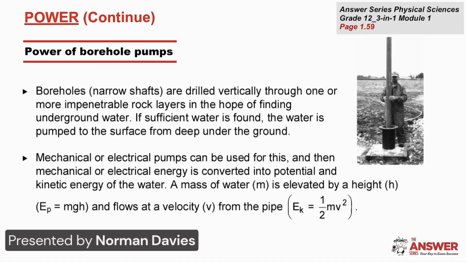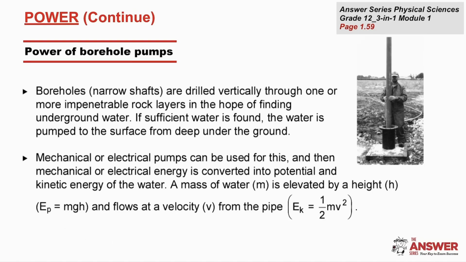Many parts of South Africa have access to very little surface water, but then we are able to pump groundwater to the surface. The water has to be lifted from a certain depth, giving it more potential energy. It also flows out of the end of the pipe with an exit velocity, giving it some kinetic energy.